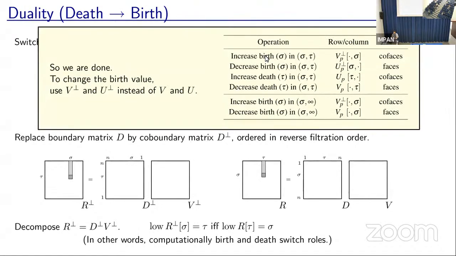So just to summarize this: if you're increasing death, you would be looking at U tau, so the row of tau in U. If you're decreasing death, you would be looking at the column V of tau. Now, if you want to decrease birth, you're looking at U bot of sigma, and if you want to increase birth, you look at V bot of sigma. In other words, these matrices, V, U and V bot, U bot, tell you everything you need to know to compute the critical sets. So there's nothing else to worry about.